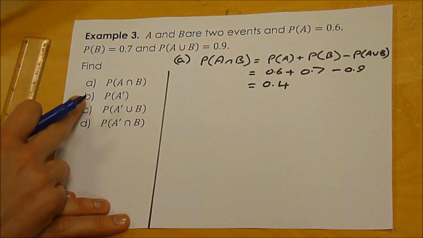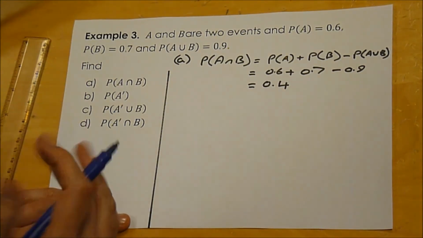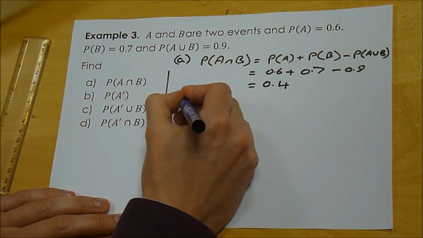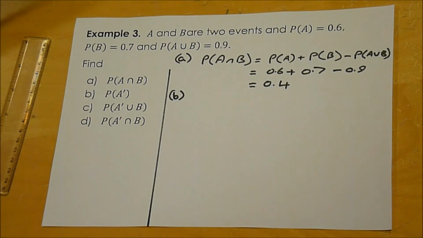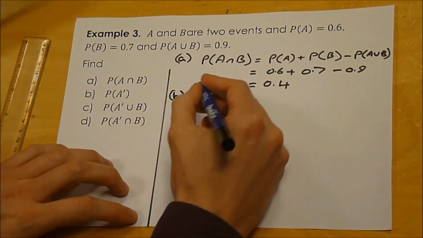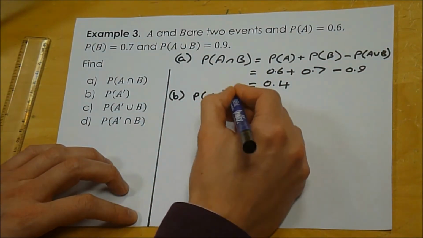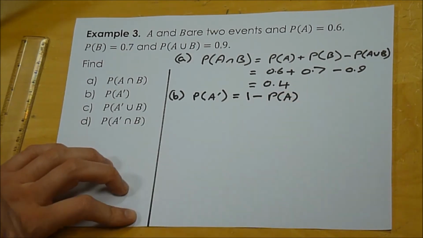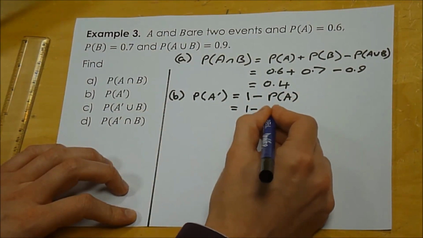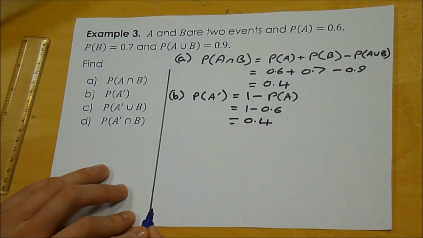Now part B asks us for the probability of A complement. If this wasn't already obvious, I would hope that you remember from GCSE that the sum of all possible events, either happening or not happening, is going to equal 1. 1 is certain. So the easiest way to find the probability of A complement, A not happening, is to take 1 and take away the probability of A occurring. So that's going to be 1 minus 0.6, which coincidentally is also 0.4.